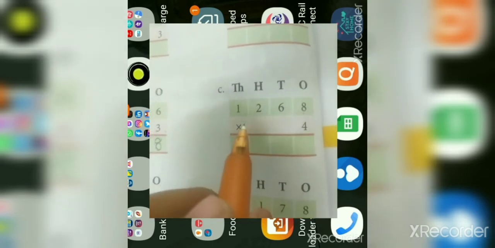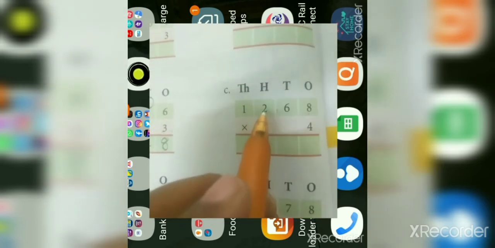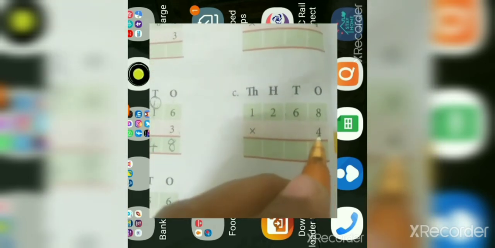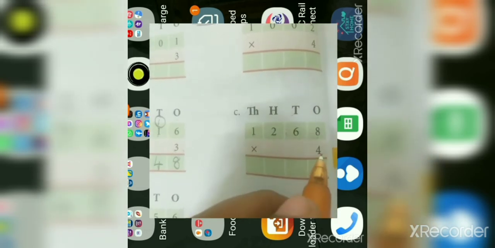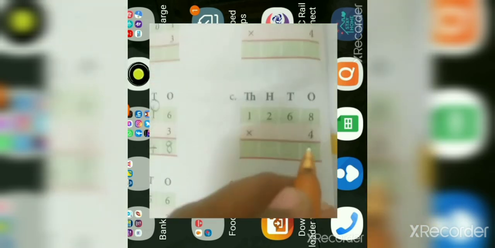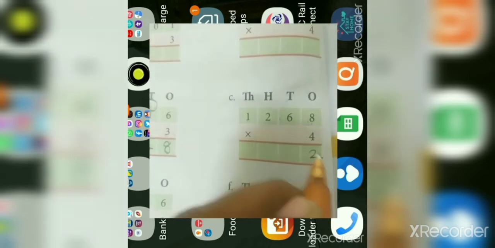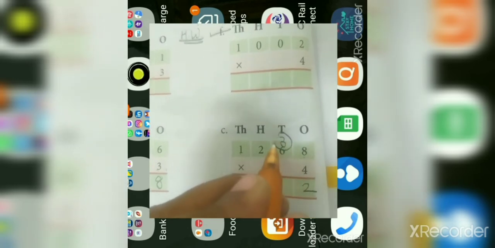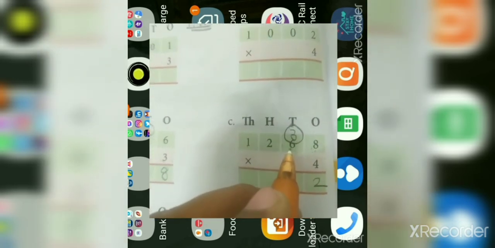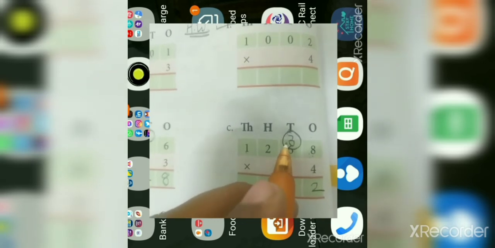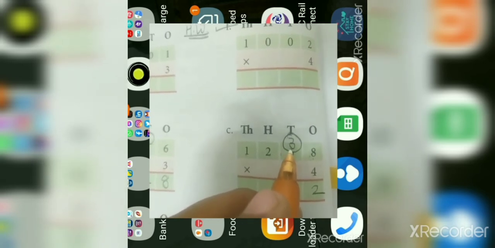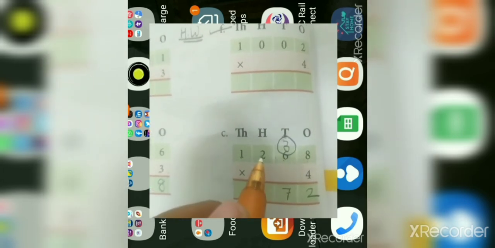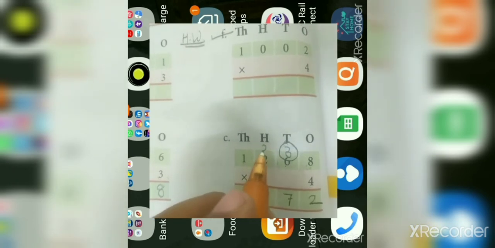1268. So 8 is in the ones place, 6 is in the tens place, 2 is in the hundreds place, and 1 is in the thousands place. So we have to multiply it by 4. First start from the ones place. 4 8s are 32. So 2 will come in the ones place, 3 will go to the tens place. So 3 carry. 4 6s are 24. 24 plus 3 is 27. So 7 will come in the tens place. 2 will go to the next place, that is the hundreds place.